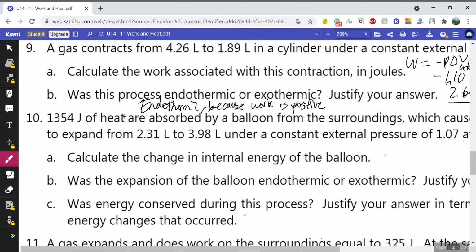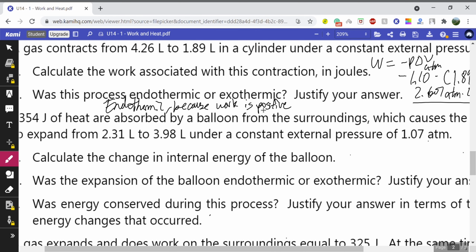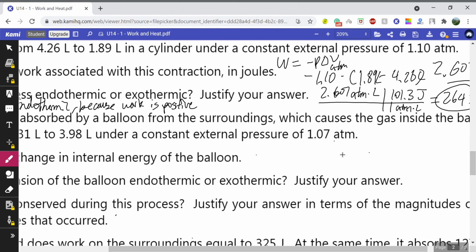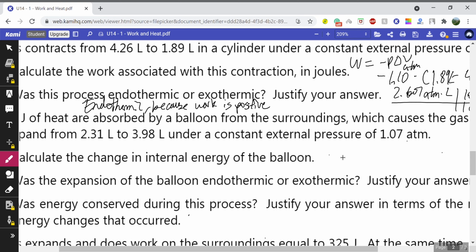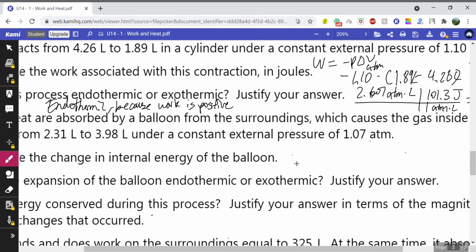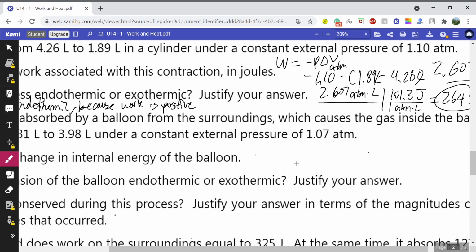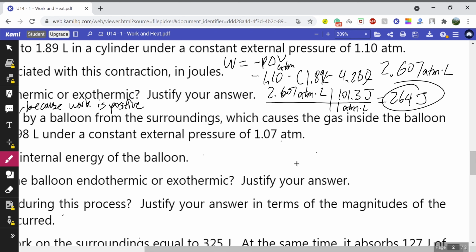Number 10. 1,354 joules of heat are absorbed by a balloon from the surroundings, which causes the gas inside the balloon to expand from this to this under a constant external pressure of 1.07. Alright, what is the change in internal energy? In order to calculate the change in internal energy, we first need to calculate the work. And work is going to be equal to negative pressure 1.07 times delta V, which is 3.98 minus 2.31.